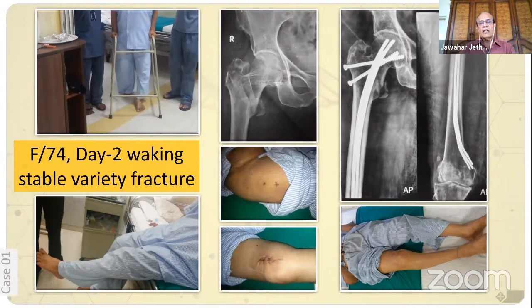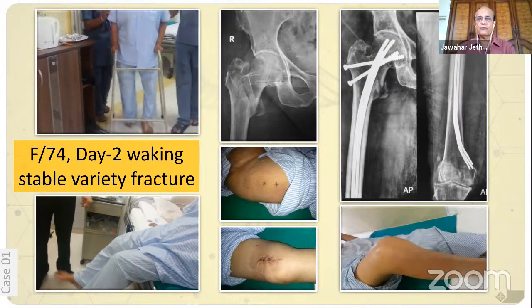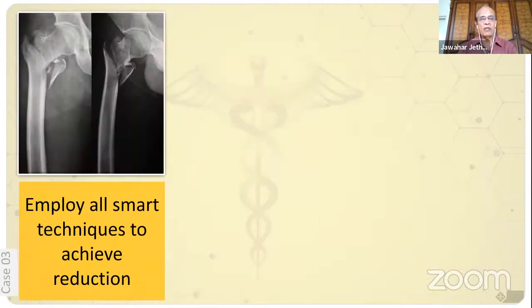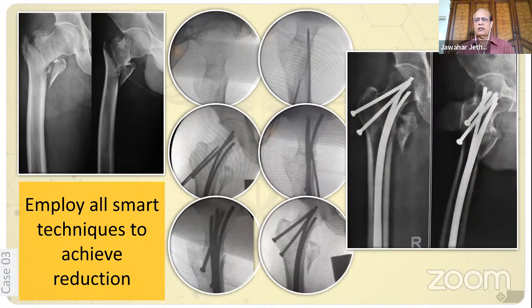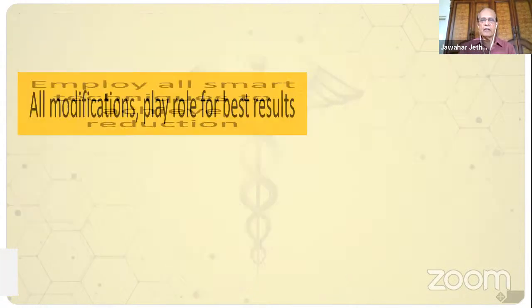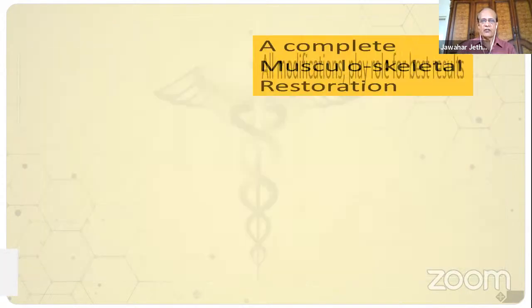So even at the age of 74, you can do next day walking if everything is very well planned and if you can fix it and reduce it with this methodology of modified end nailing. Similarly, you need to employ all the smart techniques which our stalwarts and seniors, like Dr. Shivashankar and so many others, have said: use your old methodology to get the best reduction. Thereafter, you can have your own choice of implants, but the reduction is very, very important in all views; you try to get the best of reduction. So all modifications play a role, and when you do everything accordingly, you will have no knee complaint, no external rotation, and very good fixation without any loss of the initial reduction.